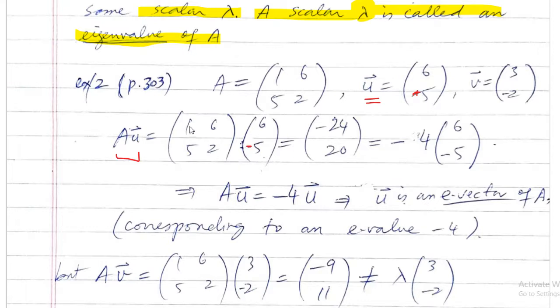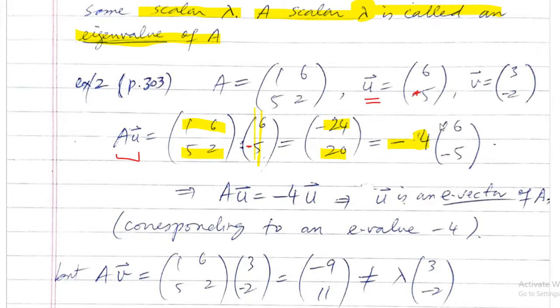You know how to multiply a matrix with a vector: first row, first column, then second row, first column. So I got minus 24 and 20. Now I will see whether I can take something outside so that I get 6 and minus 5 back. You know that 4 times 6 is 24 and 4 times 5 is 20. So if I bring minus 4 outside, I can write it as minus 4 times [6; -5]. Minus 4 times 6 is minus 24 and minus 4 times minus 5 is 20.